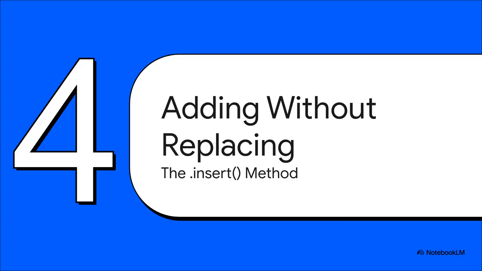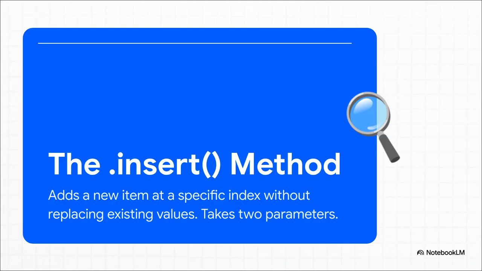But wait a minute, what if you don't actually want to replace anything? What if you just want to neatly add a new item at a very specific spot? For that, we need a totally different tool. Let's talk about the .insert method. Okay, so let's look at the insert method. You should think of this as the precision tool in your toolkit, like a surgeon's scalpel. Unlike slicing, which replaces stuff, insert is non-destructive.